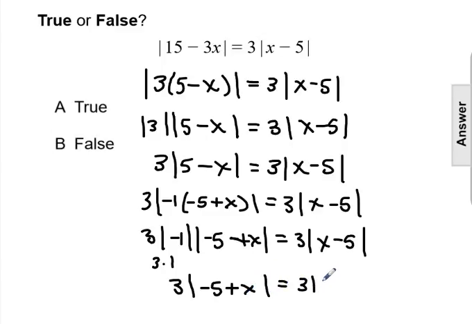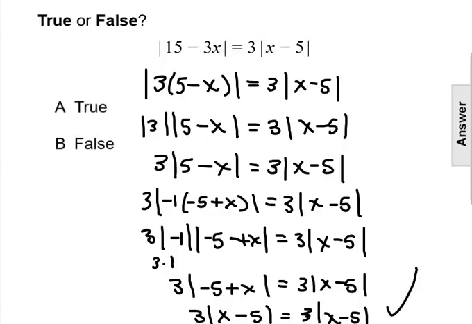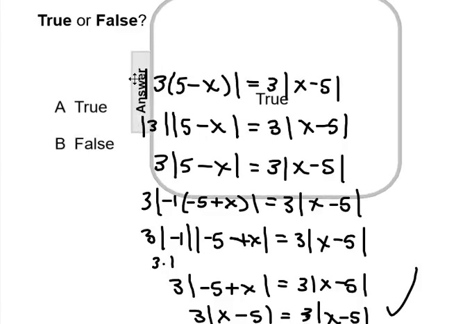And the commutative property says I can move negative 5 and x around, so that 3 times x minus 5 is equal to 3 times that absolute value of x minus 5. So they are equal. So our answer is A, that statement is true.